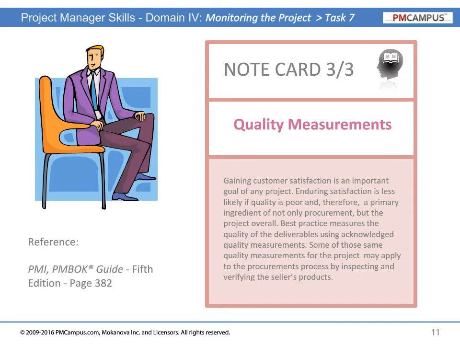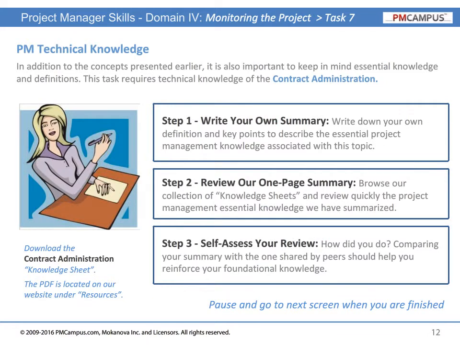Quality Measurements. Gaining customer satisfaction is an important goal of any project. Enduring satisfaction is less likely if quality is poor, and therefore quality is a primary ingredient of not only procurement, but the project overall. Best practice measures the quality of the deliverables using acknowledged quality measurements. Some of those same quality measurements for the project may apply to the procurement process by inspecting and verifying the seller's products.